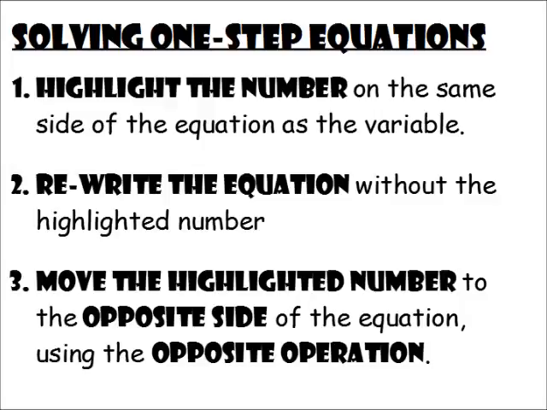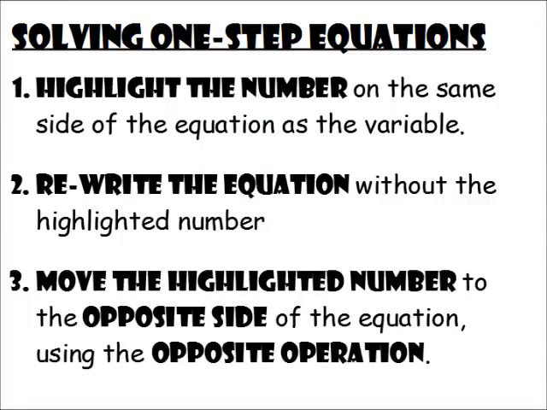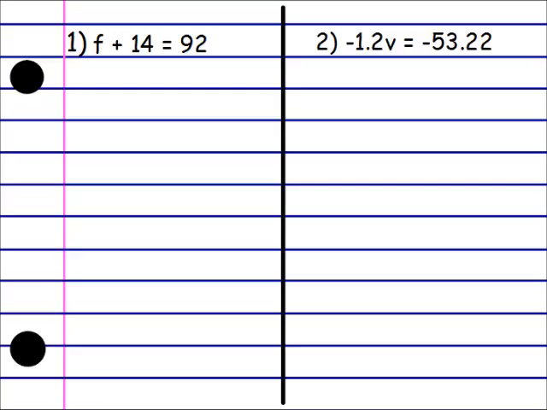Let's look at some examples. Here we have f plus 14 equals 92. So we're trying to solve what f plus 14 equals 92. Let's follow our steps. First, we're going to highlight the number on the same side of the equation as the variable. So here, the variable is f. So looking on that side of the equal sign, we see plus 14.